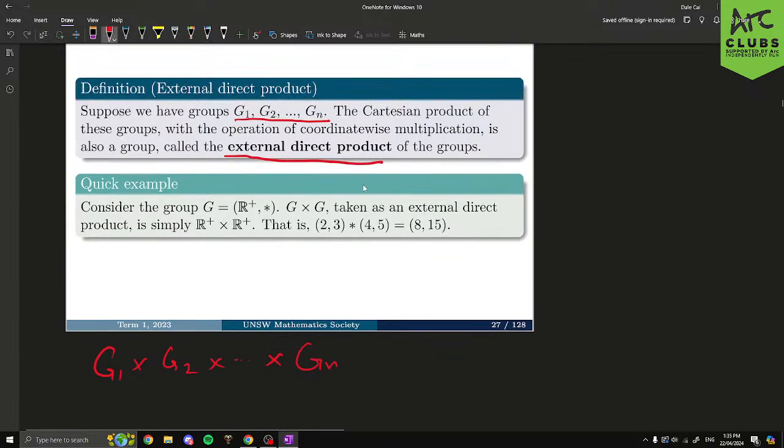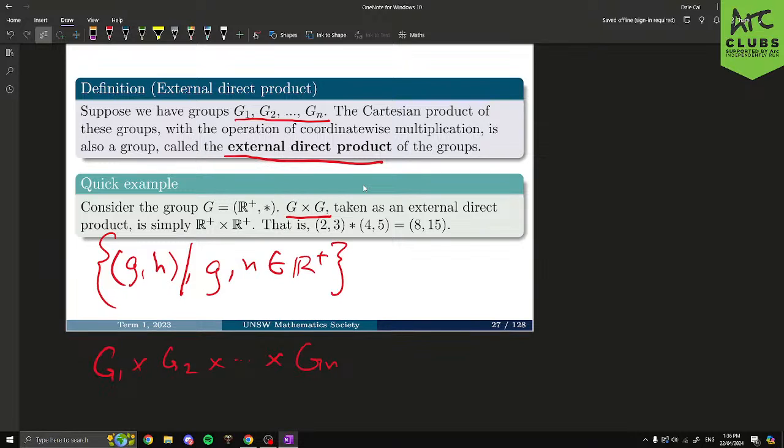So for example, here's an example. If I take the group of positive integers under multiplication, then G times G, so remember this is (g, h), where g and h are both in R plus. I guess they're both in G. If I multiply two of these together, then I just multiply the first component together and then the second component together. So in this case, if I take (2, 3) and (4, 5), my first component here comes from 2 times 4, and the 15 comes from 3 times 5.